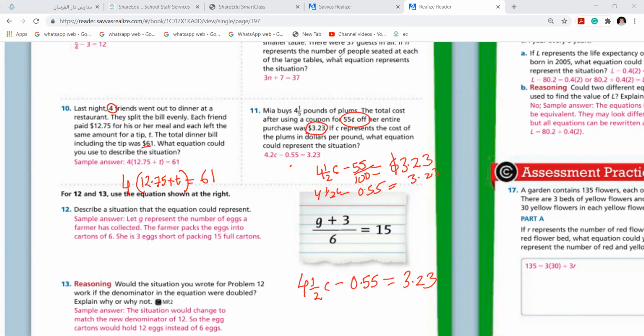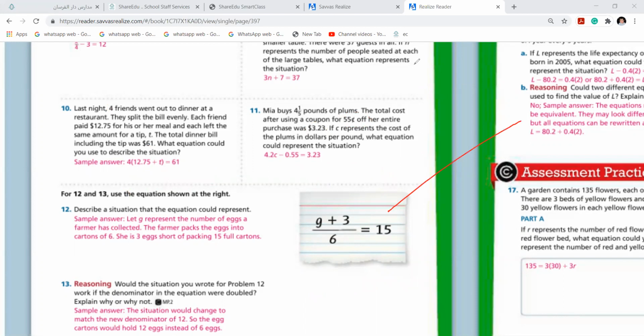We'll only do till 12, girls. Question number 13, put a cross mark.